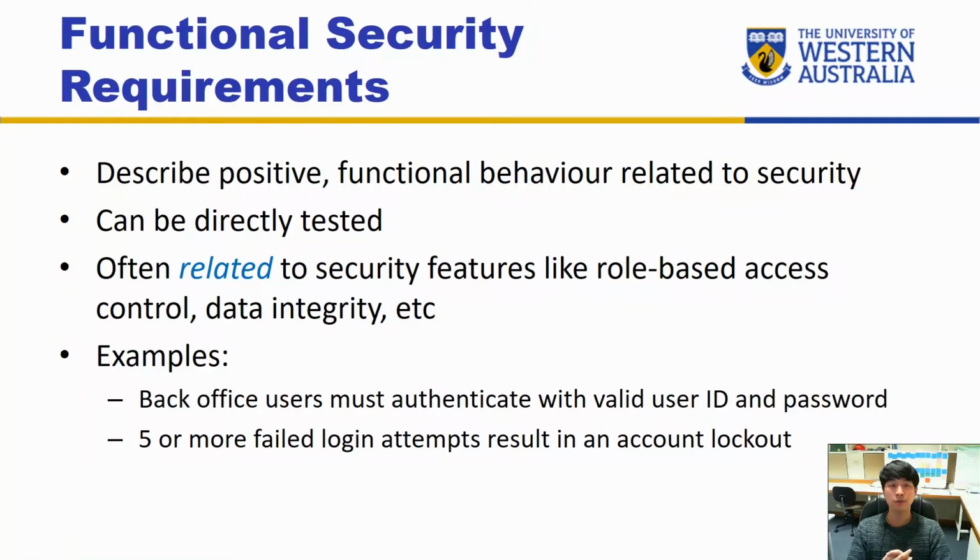So functional security requirements describe positive functional behavior related to security. Okay? A good thing about functional requirements is that they can be tested directly and are often related to security features like role-based access control, data integrity, etc. So here are a couple of examples. The back office users must authenticate with a valid user ID and password. You can test this by setting up a set of valid user IDs and passwords and trying to log in using ones that are not valid.